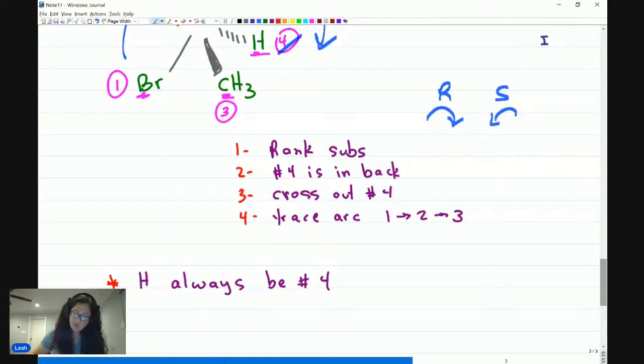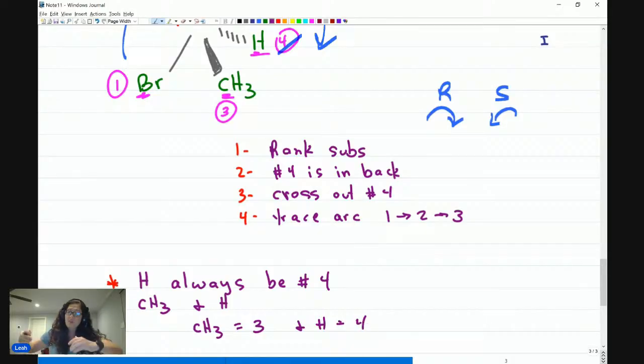And so you don't have to bother ranking it. Just know that if you have a methyl in the presence of a hydrogen, then methyl is going to be an automatic 3 and hydrogen is going to be an automatic 4. If you have a methyl without hydrogen, then it is the lowest, and that's your automatic number 4.